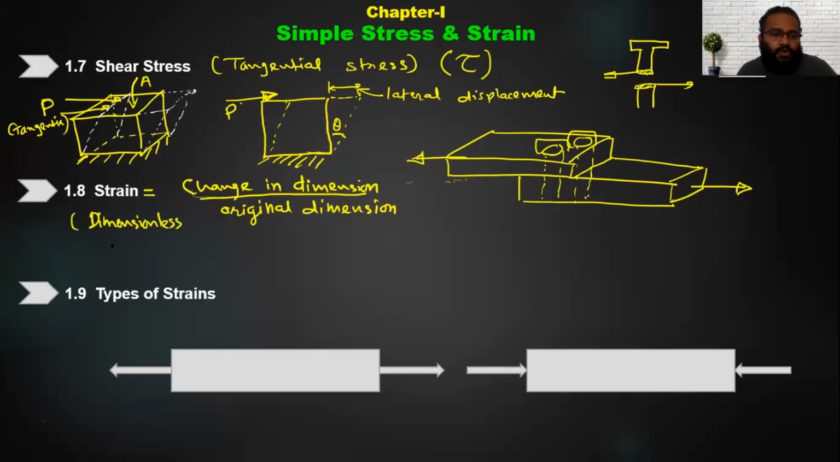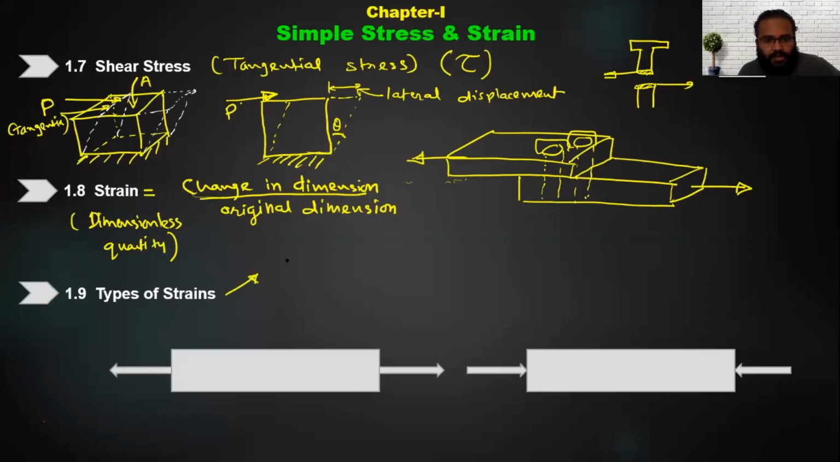Dimensionless quantity. So what is the unit of strain? It has no unit. The unit of strain is, there is no unit of strain. Okay, so therefore, change in the strain. Now what are the types of strains? As we had the types of stresses, we'll have the types of strains. Okay, so let us now understand what are the types of strains.